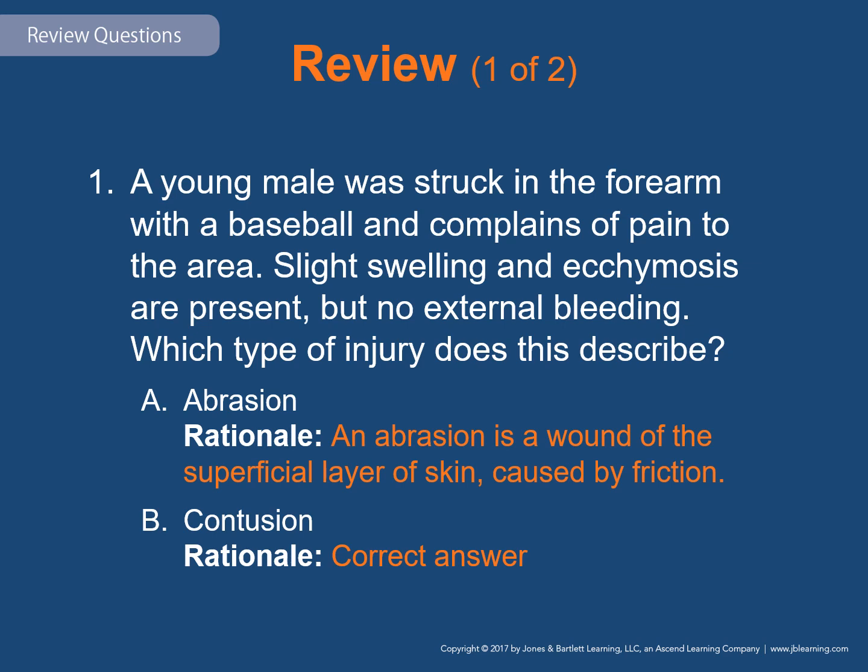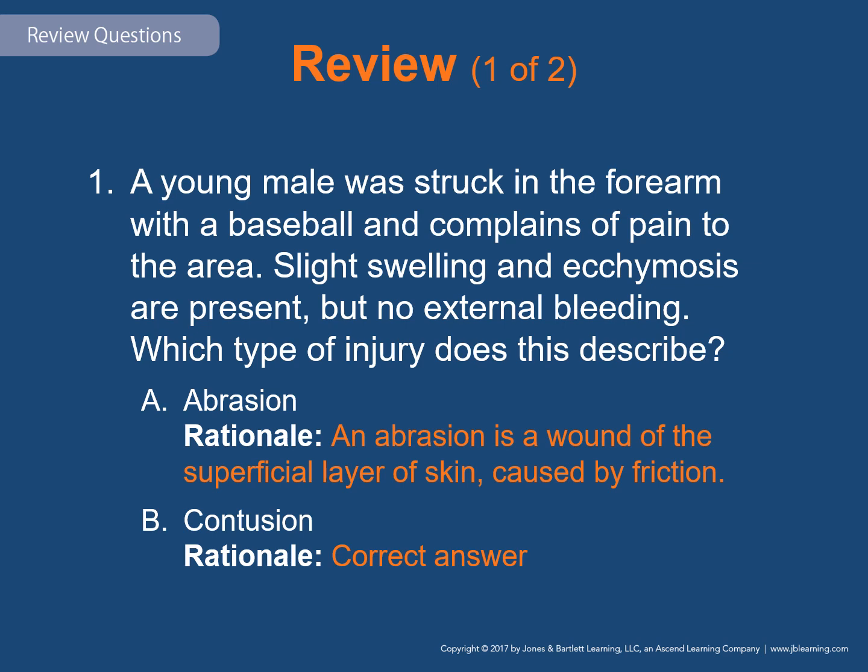Okay, let's look at the incorrect answers. A young male was struck in the forearm with a baseball and complains of pain to the area. Slight swelling and ecchymosis are present, but no external bleeding. Which type of injury does this describe? A. Abrasion. Well, that's incorrect, because an abrasion, by definition, is a wound of the superficial layer of the skin caused by friction of some sort.